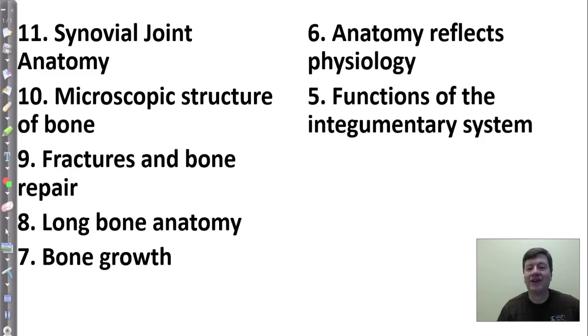Number 5. Functions of the integumentary system. Don't forget about the system, even though it was a ways back. And again, try to get away from the idea that the skin just protects.